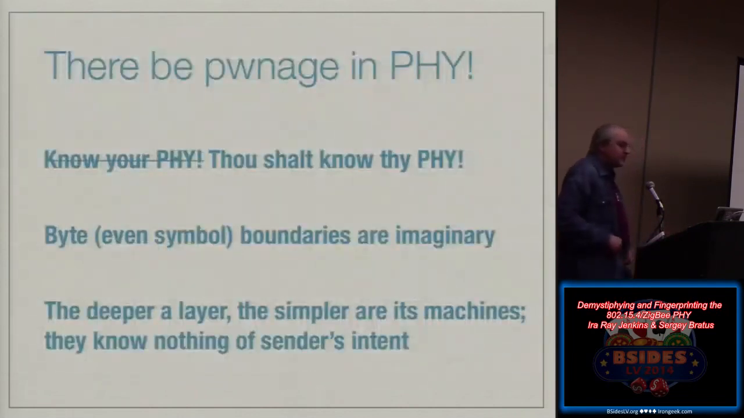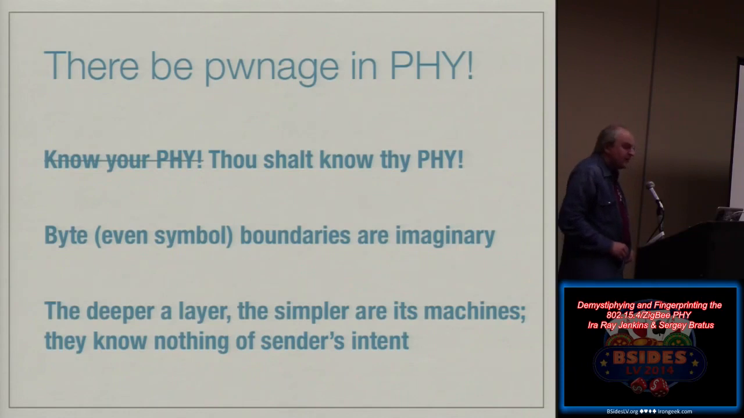Phi is not mysterious. Phi is, in fact, certainly not a black box. And the interesting thing is that all of the boundaries between the layers are imaginary. All of the boundaries between constructs of those layers, such as bits, or nibbles, or symbols, or bytes, or fields of a frame, they're all imaginary. They do not exist. They're a lie. They're a fairy tale told to engineers to lull them to sleep. And then, of course, what comes out of that is pwnage.